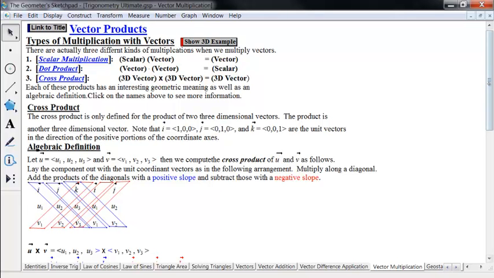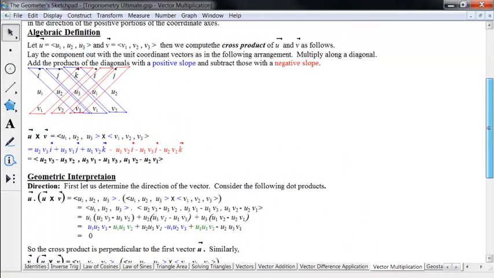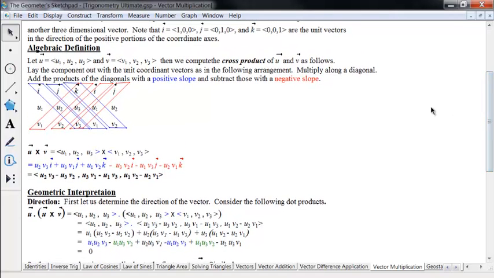Now, the formula for doing this is a little bit more complicated than the formulas for the dot product and the scalar multiplication, which are pretty simple. But here, what you do is you write your unit vectors i, j, and k, then you write your components of your vector u, u1, u2, u3, and in the next row you write your components of v, v1, v2, v3, and then you recopy the first two columns here. So we've got a total of 5 columns here, with the last two being the same as the first two.